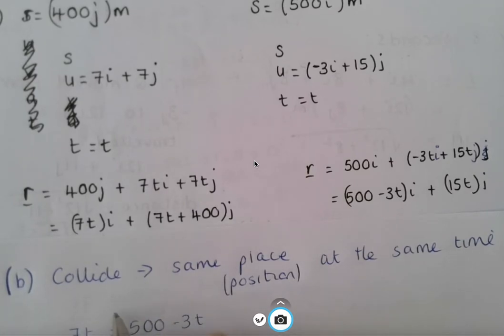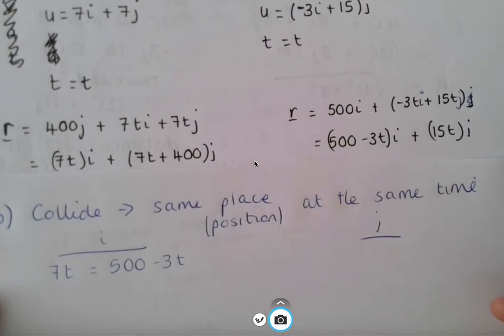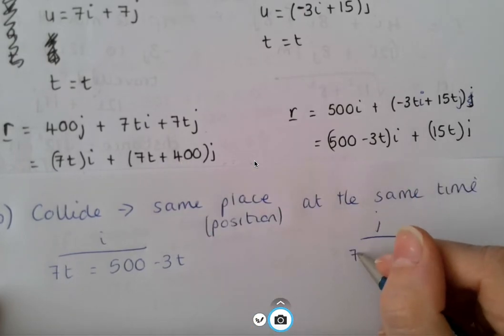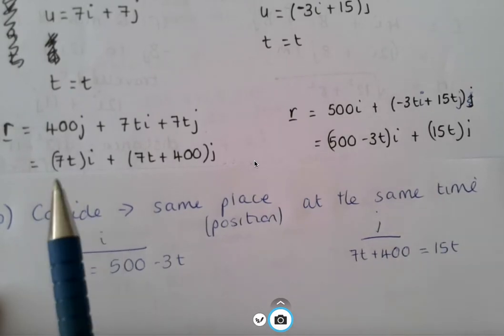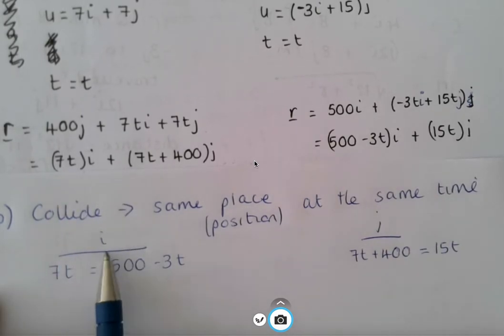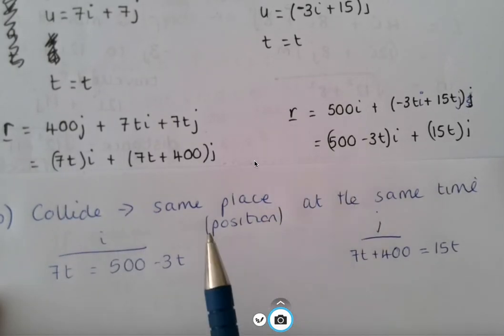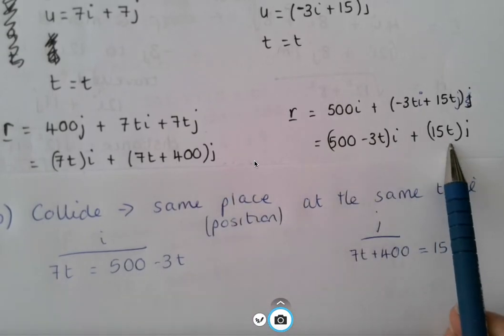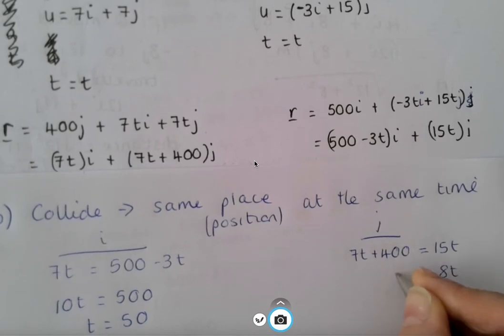So that's if I was to look at the i's. If I was to look at the j's, using exactly the same, I'd have 7t plus 400 would have to be equal to 15t. So for this one, it's one or the other, you don't need to do both. I've got 7t equal to 500 minus 3t, or I've got 7t plus 400 equal to 15t. And if you look, if I solve each one of these, I get that t is 50.